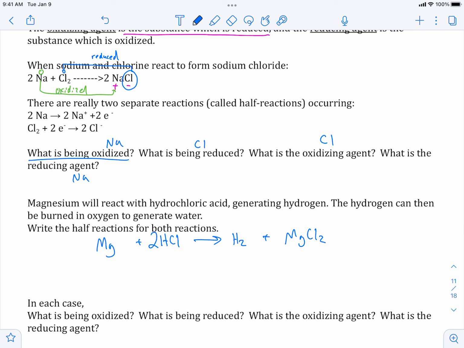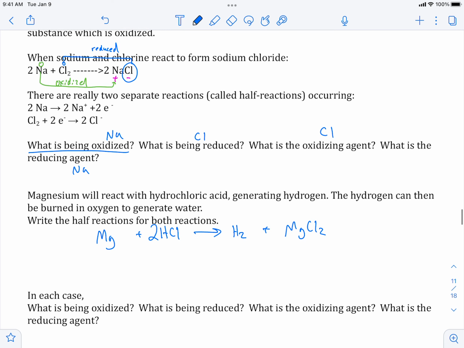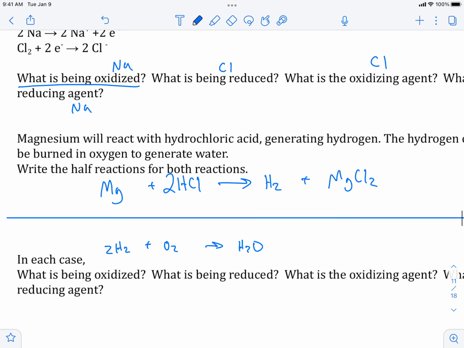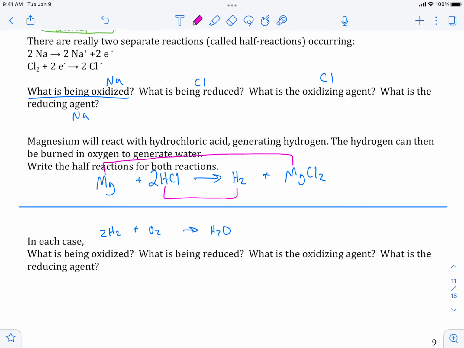The hydrogen can then be burned in oxygen to generate water. Okay, so I didn't give us enough space here. Hydrogen burned in oxygen to form water. Okay, so these are the two main reactions. Let's write half reactions for both. The half reaction shows the element undergoing its change in oxidation number, the one that's being oxidized and the one that's being reduced. So here's really what we're looking at here. So if I write these half reactions, the first one looks like this. Mg goes to Mg positive 2.